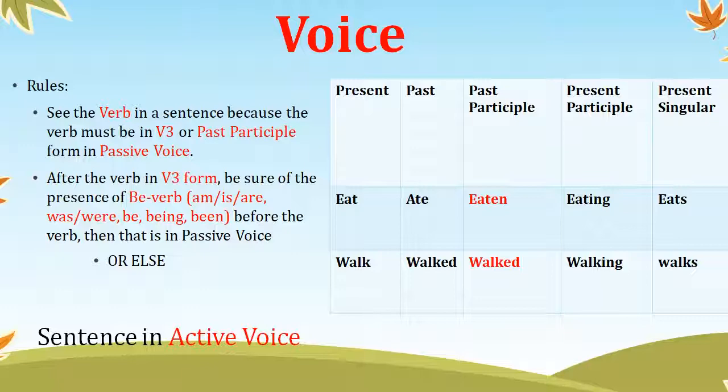Understood what I am telling you? The verb must be in B3 form, this form, and before that there must be am, is, are, was, were, being, been. Then it can be passive. Otherwise, that sentence is in active voice. Simple rule that you never forget.